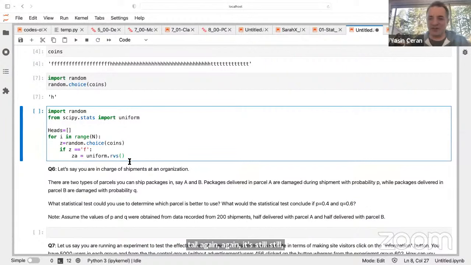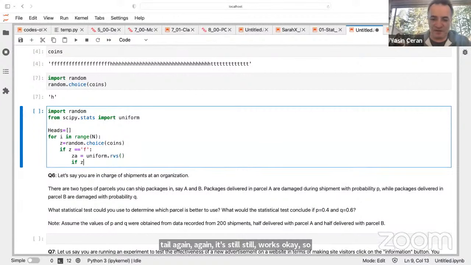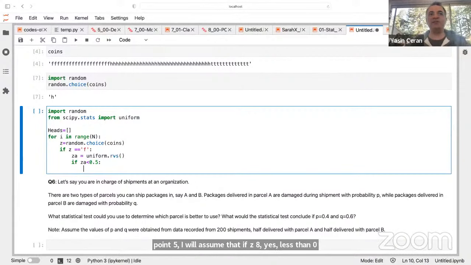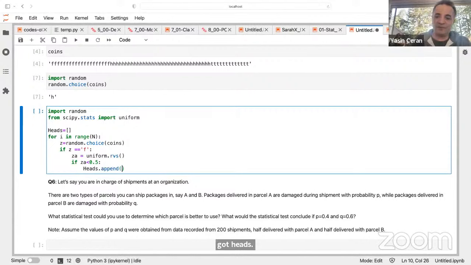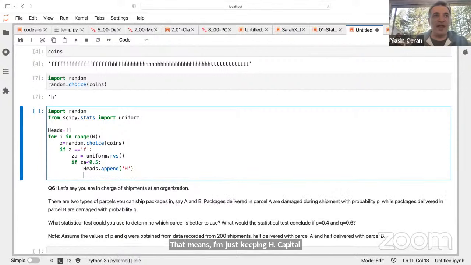But again, we are keeping this very simple. From 0 to 0.5, I will assume that I flipped the coin and got heads. So I will append a capital H. That means I'm just keeping the capital H in the heads empty list. Again, this is if I picked one of the coins which is fair.